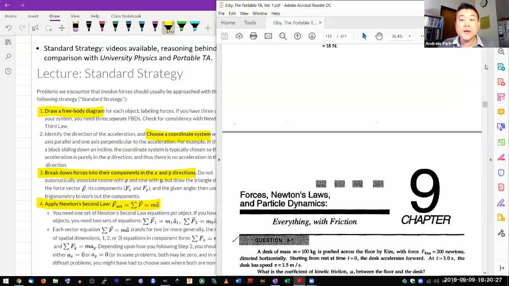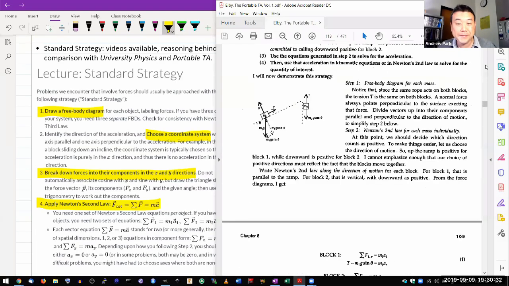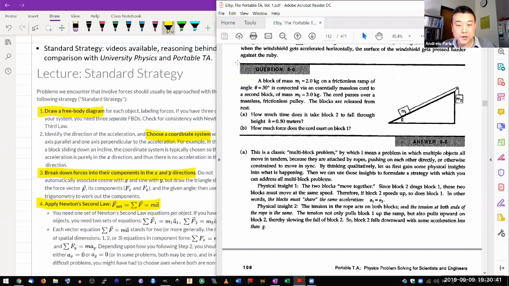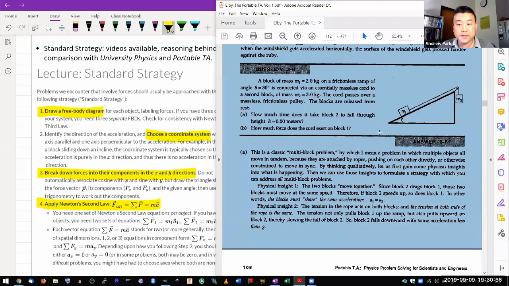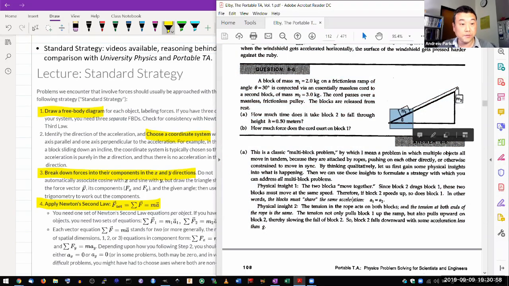I'm actually hoping that you have been reading through the portable TA as you are working through homework questions, so that you have actually seen it. So this is question 8.6. And it deals with a situation that's quite similar to the question that you are dealing with in your lab, with a bit of a special modification in that theta is equal to 0 in the lab. But otherwise, it's dealing with 2 blocks connected by string, so it's quite similar. As it says, this is a classic multi-block problem.